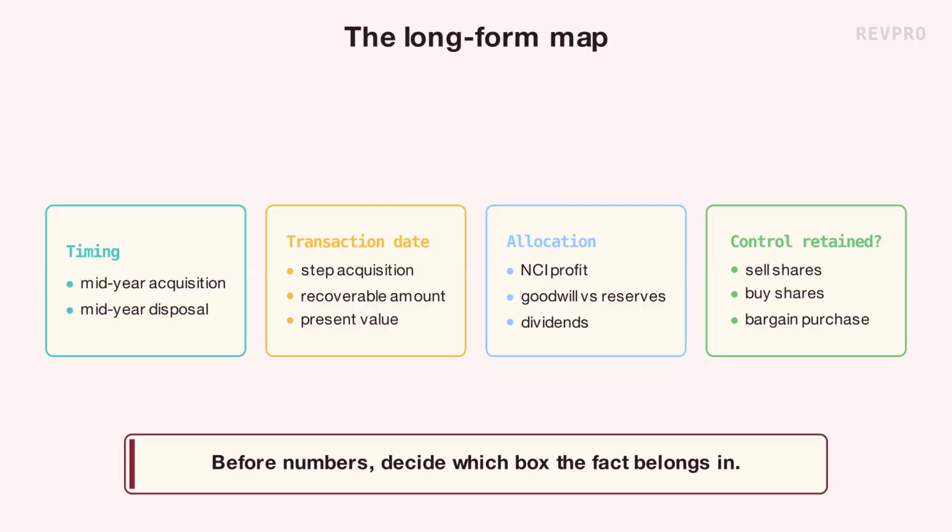Time, control, investment carrying amount, goodwill, impairment, NCI, dividends, ownership changes. If one switch is wrong, the numbers can look busy but still be wrong. So let us build the control panel properly.